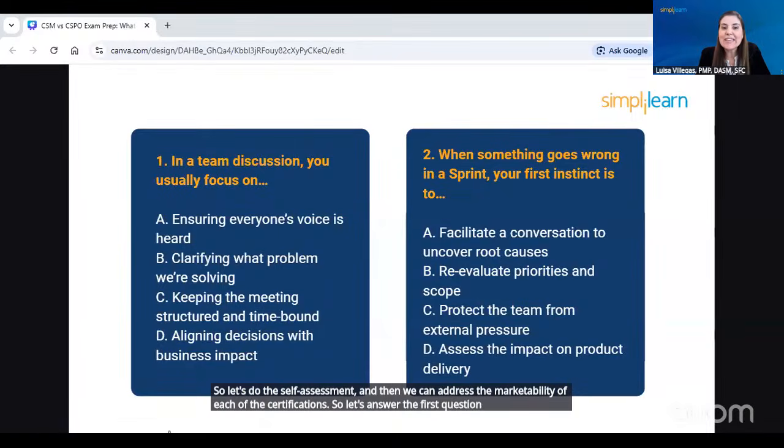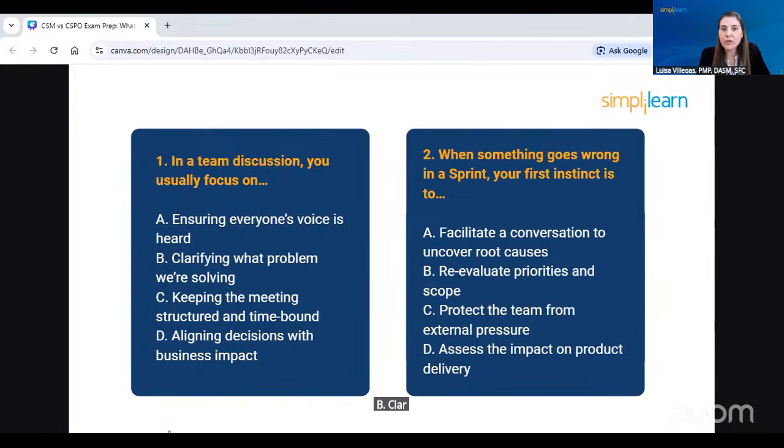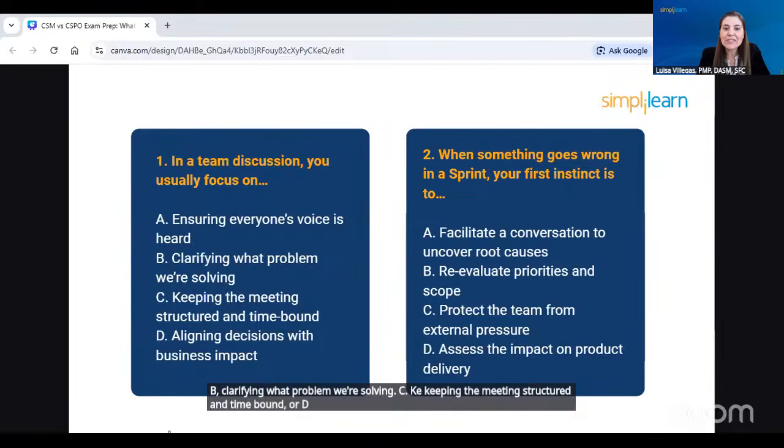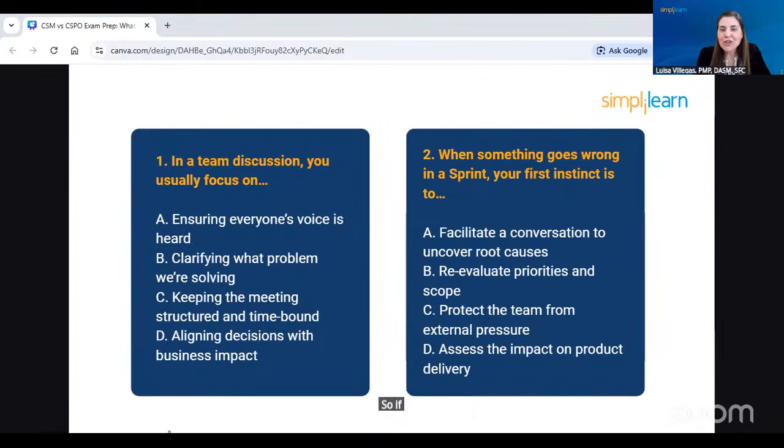So let's answer the first question. In a team discussion, do you usually focus on A, ensuring everyone's voice is heard, B, clarifying what problem we're solving, C, keeping the meeting structured and time bound, or D, aligning decisions with business impact? If you want to share your answers in the chat, that could be fun. We see somewhere in here answering C.